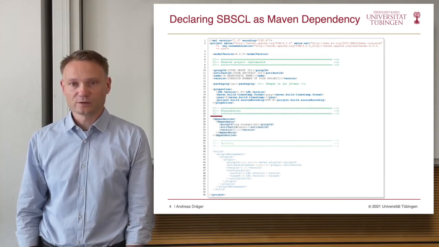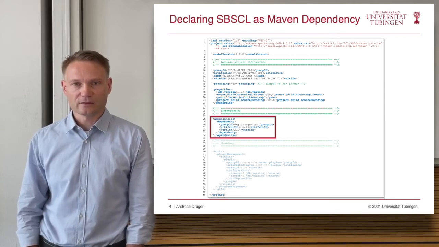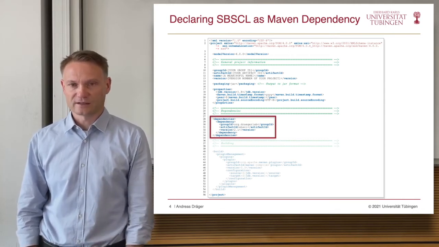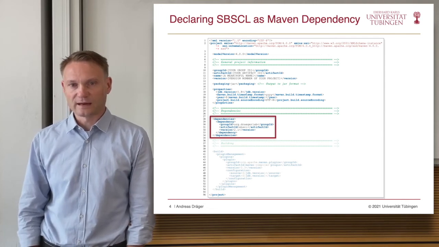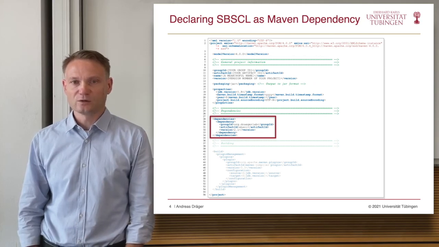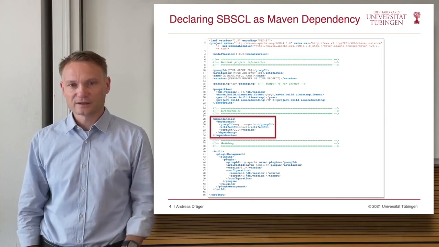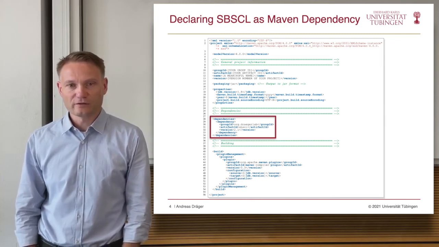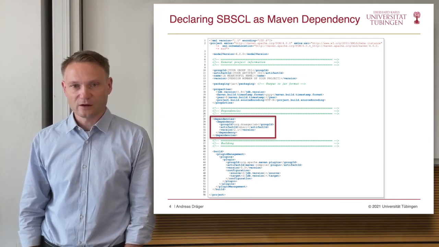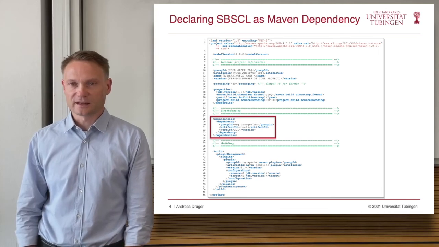And then the most important part is displayed here. By entering this little fragment of code, you will directly have access to the Systems Biology Simulation Core library in your application. Maven will automatically download this software, and you don't have to care for anything. Finally, you also have to define how to build your project, and with these, like 55 or so lines of XML code, you can already run your application with SBSCL as a solver backend.